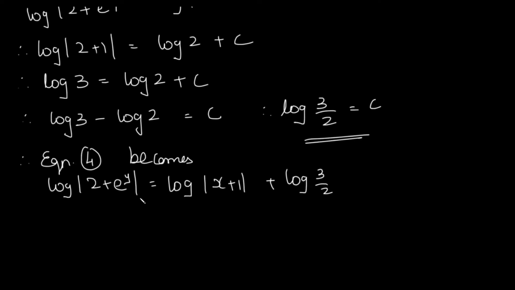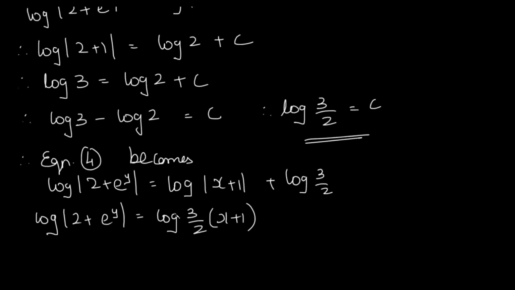Now we want to get this as our answer, but then this is not the answer which is given behind in the textbook. If you want to get that answer, what we do is over here we write log 2 plus e raised to y is equal to, we combine both the logs over here. So we get log 3 upon 2 into x plus 1. This way. Now we can cancel the logs on both the sides. So therefore we get 2 plus e raised to y is equal to 3 upon 2 into x plus 1.